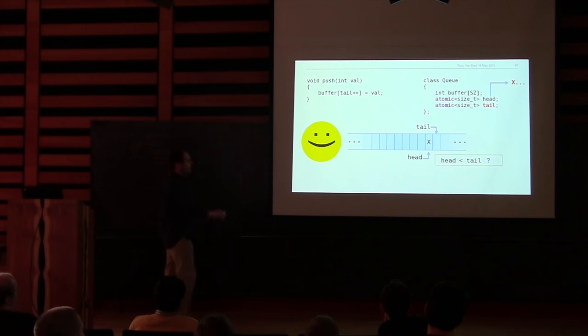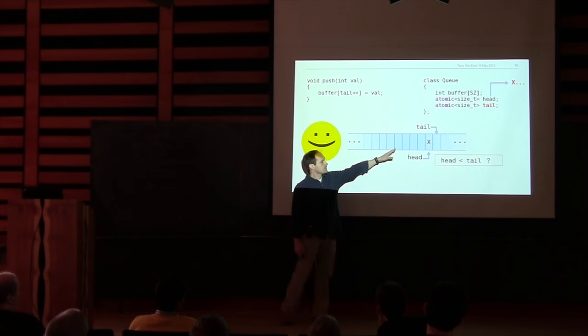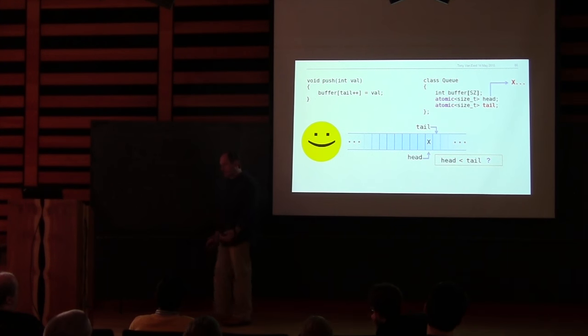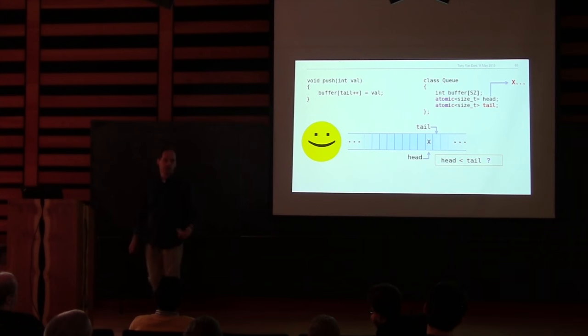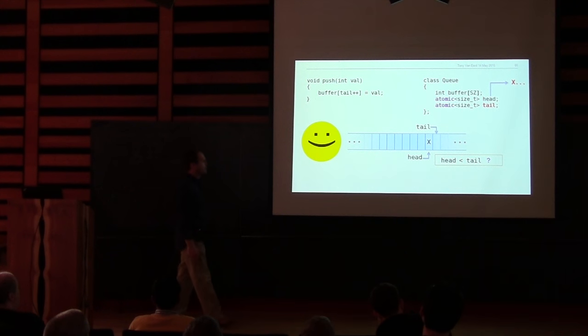So Pac-Man's happy because he will look and say, I'm less than tail, I can read. I'm less than what tail was, so something must be there, because tail only moves forward if something gets put there. So I'm kind of happy. I won't go. I will at least stay behind tail.